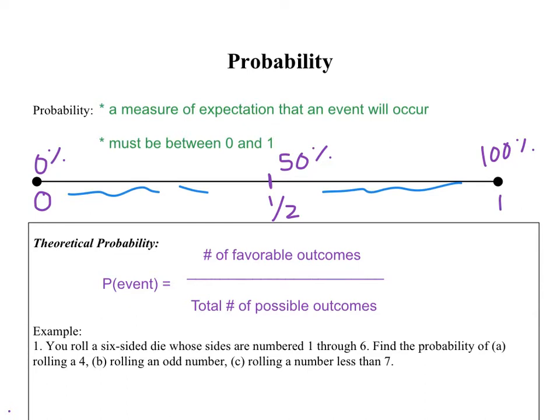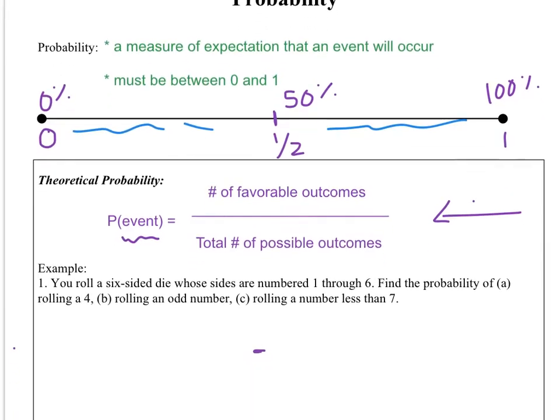So, theoretical probability is the number of favorable outcomes divided by the total number of possible outcomes. So this right here is how you find the probability of whatever event it is that you're trying to find.